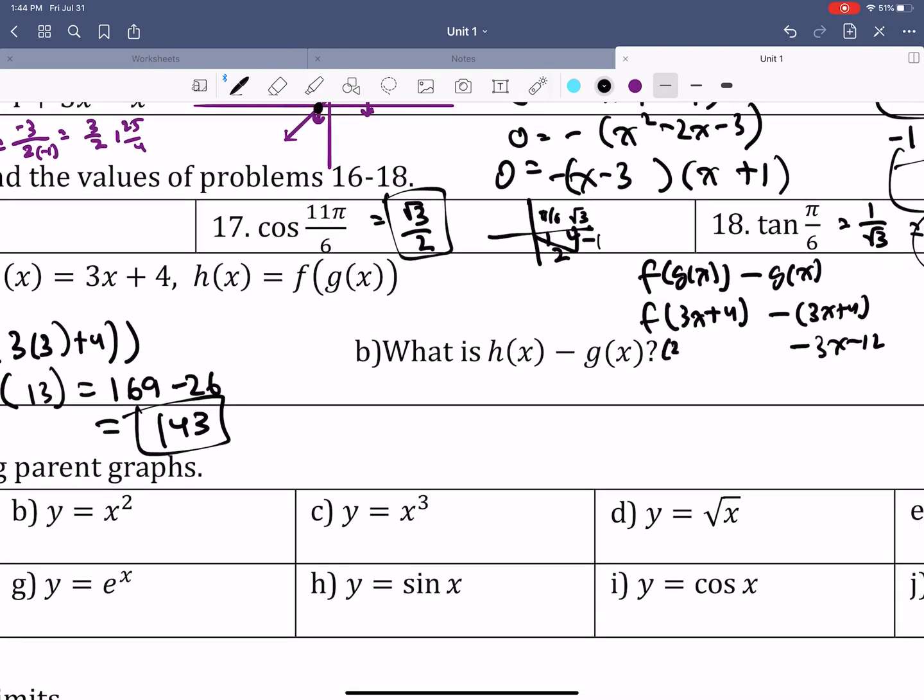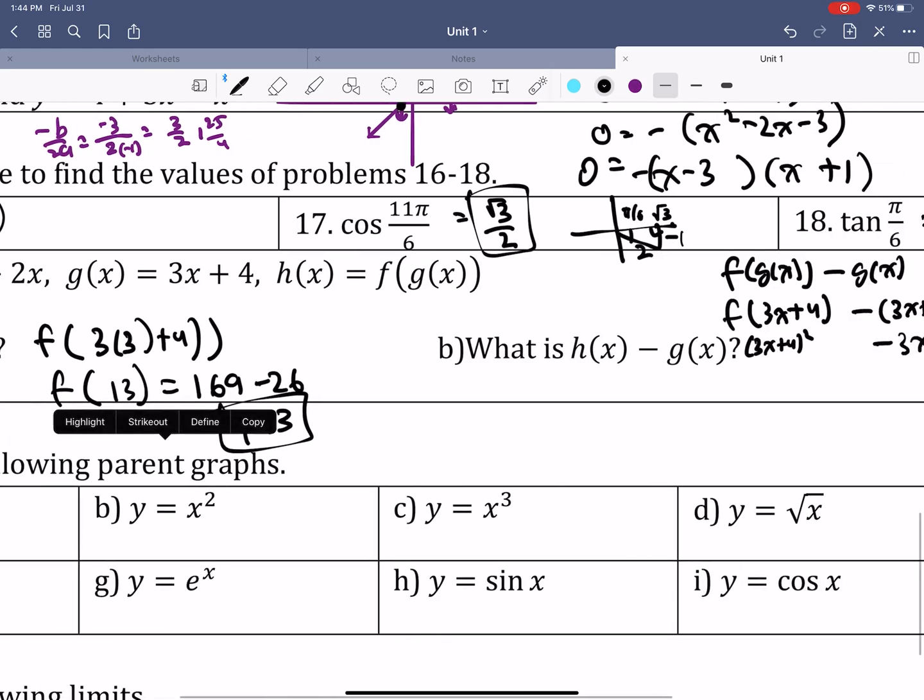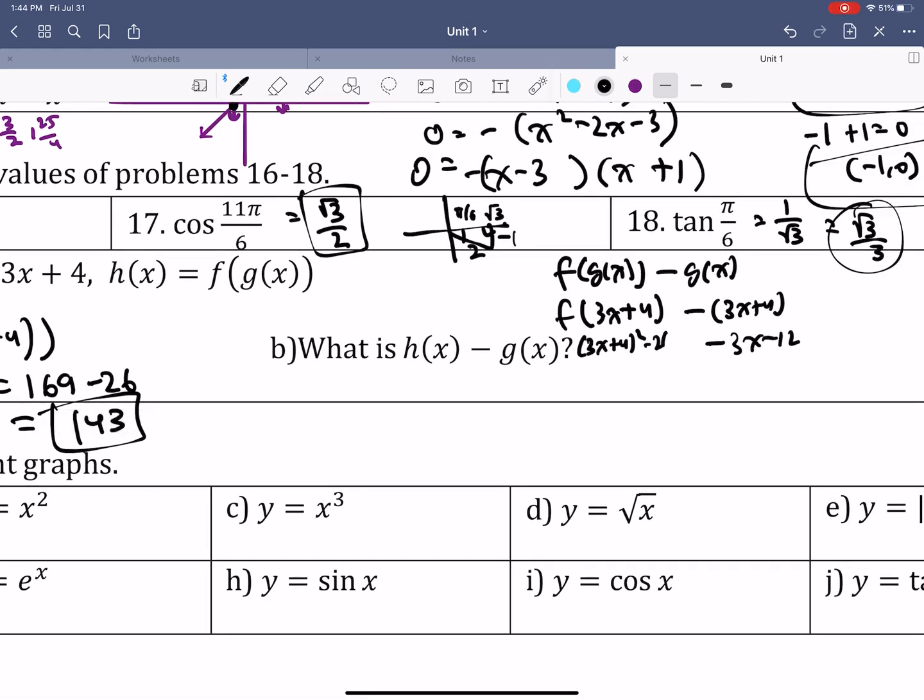And then over here we got f of x, x squared minus 2x. So that's going to be 3x plus 4 squared, and then we have a minus 2x, so it's minus 2 times 3x plus 4. 3x plus 4 squared is 9x squared, plus 2 times 4 is 8, times 3 is 24x, plus 16, minus 6x minus 8, minus 3x minus 12.